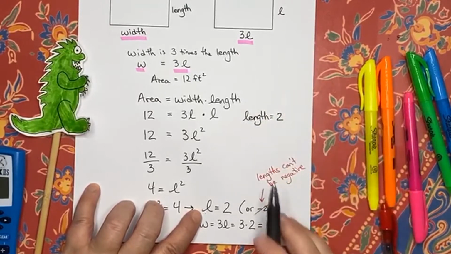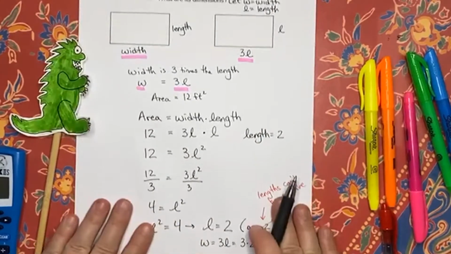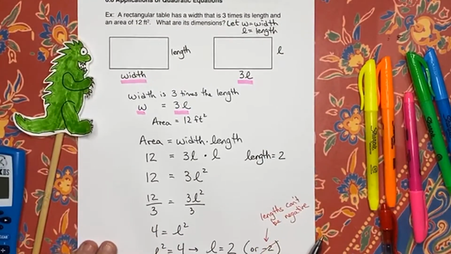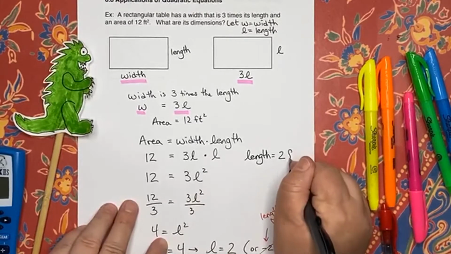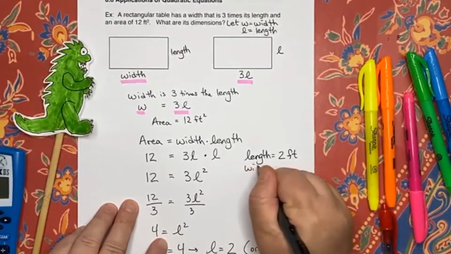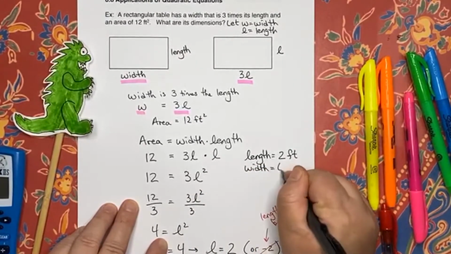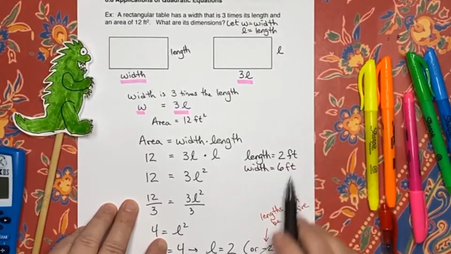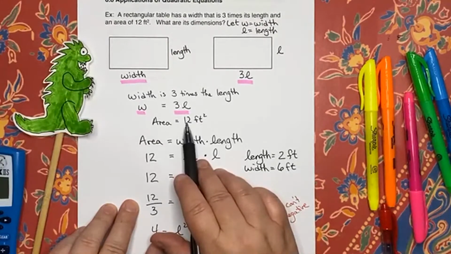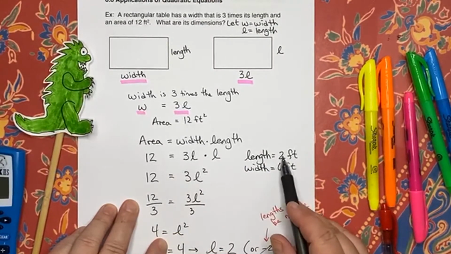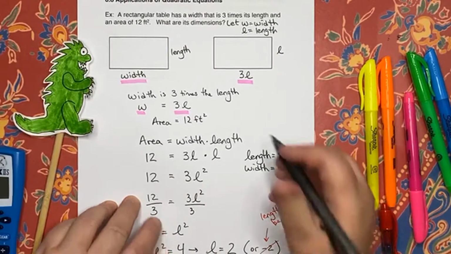Now remember, when we answer word problems, always look for units. What are the units for this guy? You got it. We're dealing with square feet, so the length is in feet, and the width is in feet. Let me double check. 2 times 6, that equals 12. So my area is 12, yes. And is 6 3 times as much as 2? Yes, it is.